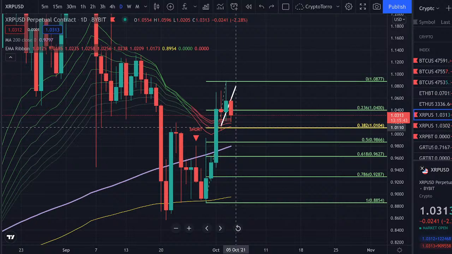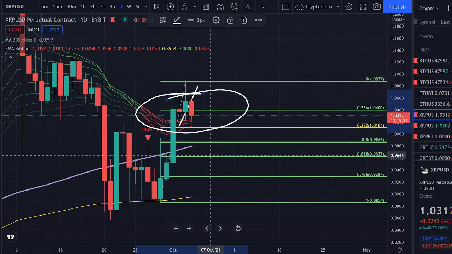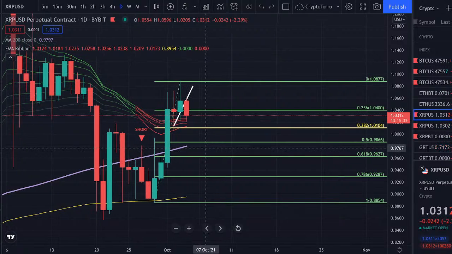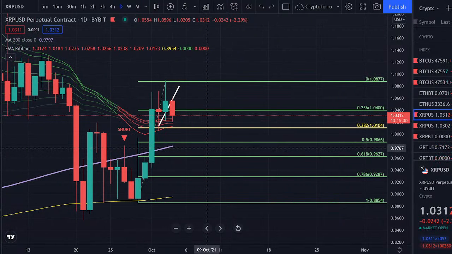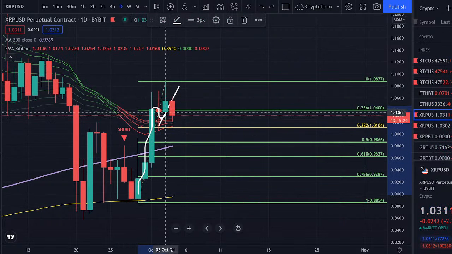But what I must admit is that it is actually quite possible that we are going to find support on top of the daily EMA ribbon, because the daily EMA ribbon is something you have to consider as a major level of support and resistance. Right now, we are able to find support on top of the daily EMA ribbon.